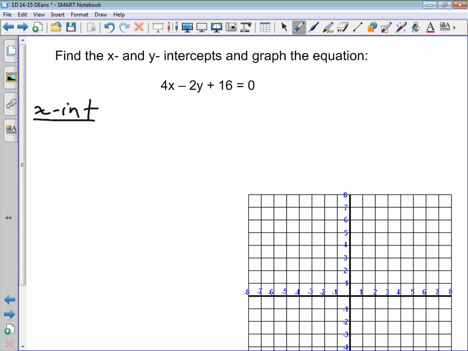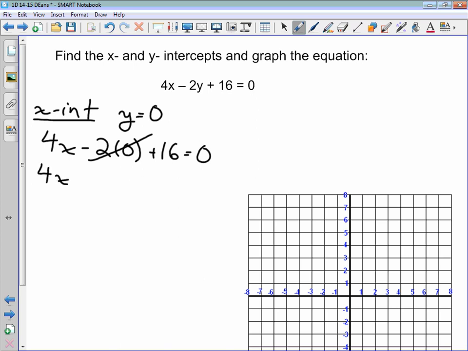If we're finding the x-intercept, it's y that we want to set to 0. So I'll just say right here, y equals 0. Okay. So I'm going to plug in y equals 0: 4x minus 2 times 0 plus 16 equals 0. And of course, that term goes away. I got 4x plus 16 equals 0.